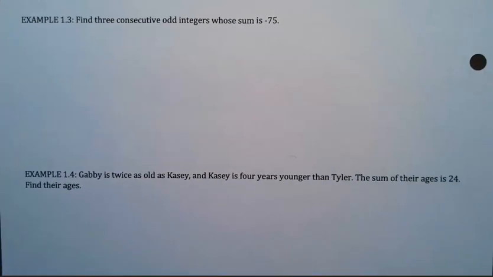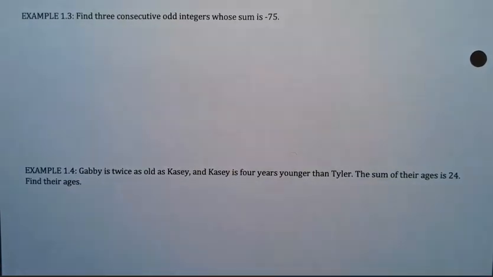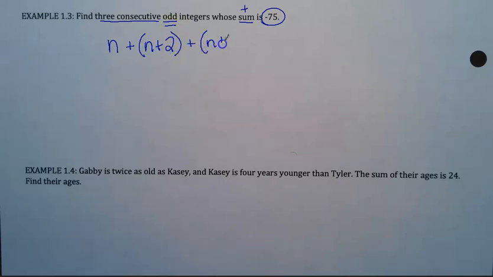On the back side, find 3 consecutive odd integers whose sum is negative 75. So we want 3 consecutive odd integers. Sum, which means addition, right, is negative 75. So what was that helpful tip if we had odd integers? What pattern did we use? Good, we said, all right, so we're summing them. So n plus the quantity n plus 2 plus the quantity n plus 4 is negative 75.